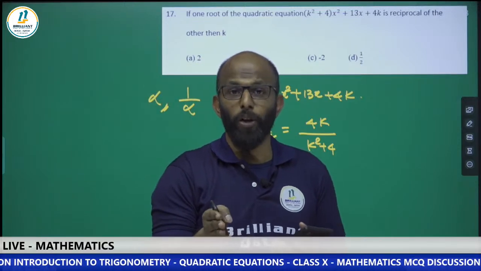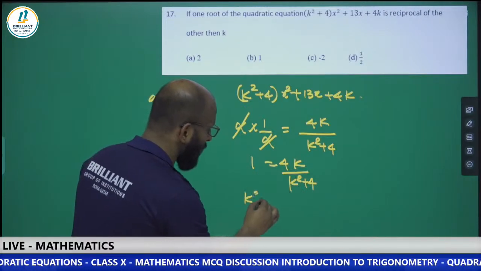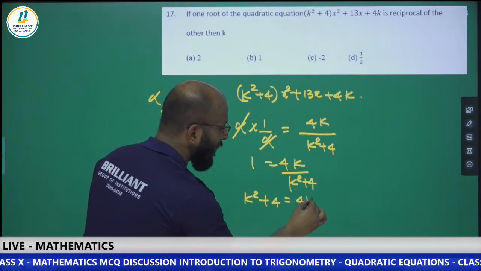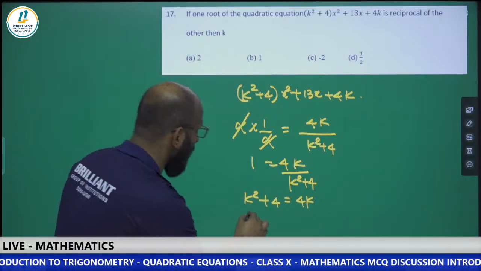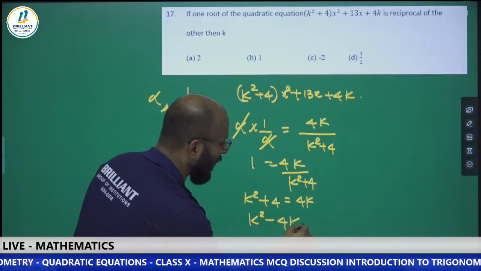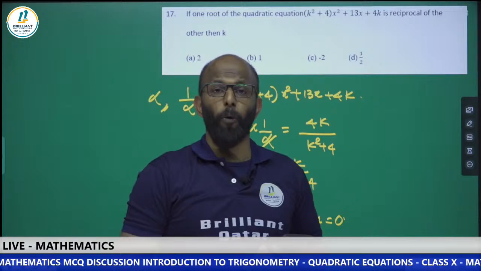Yeah, we can shift k square plus 4 into the left side. We take k square plus 4 is equal to 4k. Next step, we can shift 4k also into the left side. We'll get k square minus 4k plus 4 is equal to 0. So what is this one? K square minus 4k plus 4.